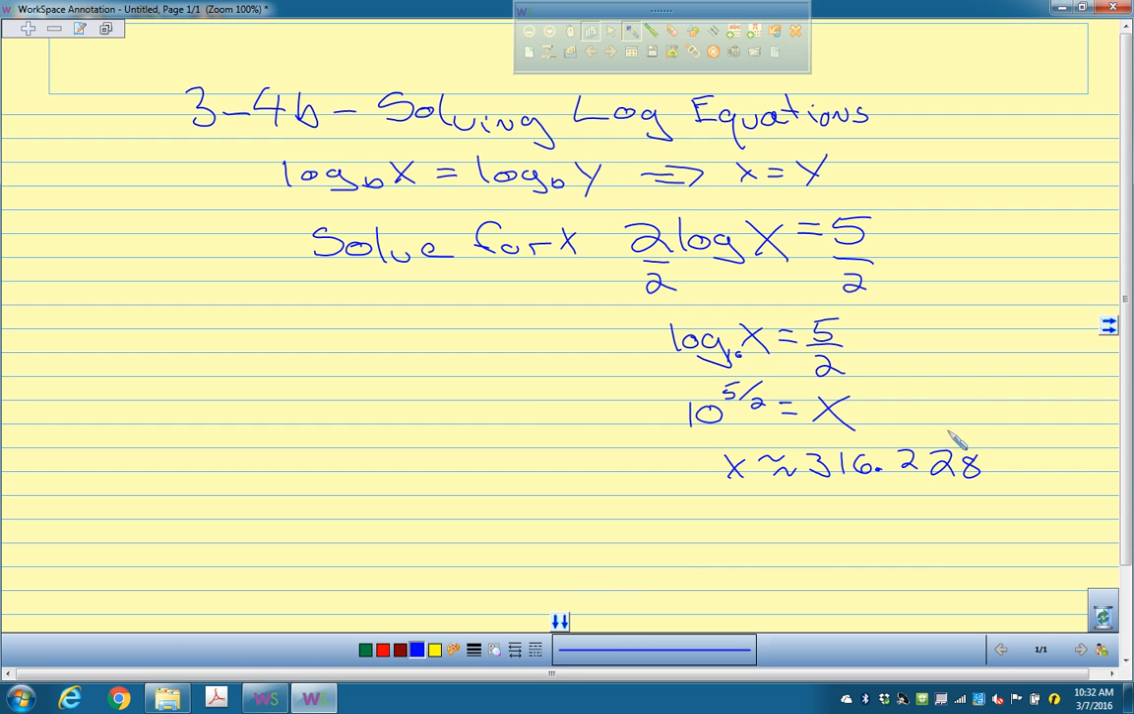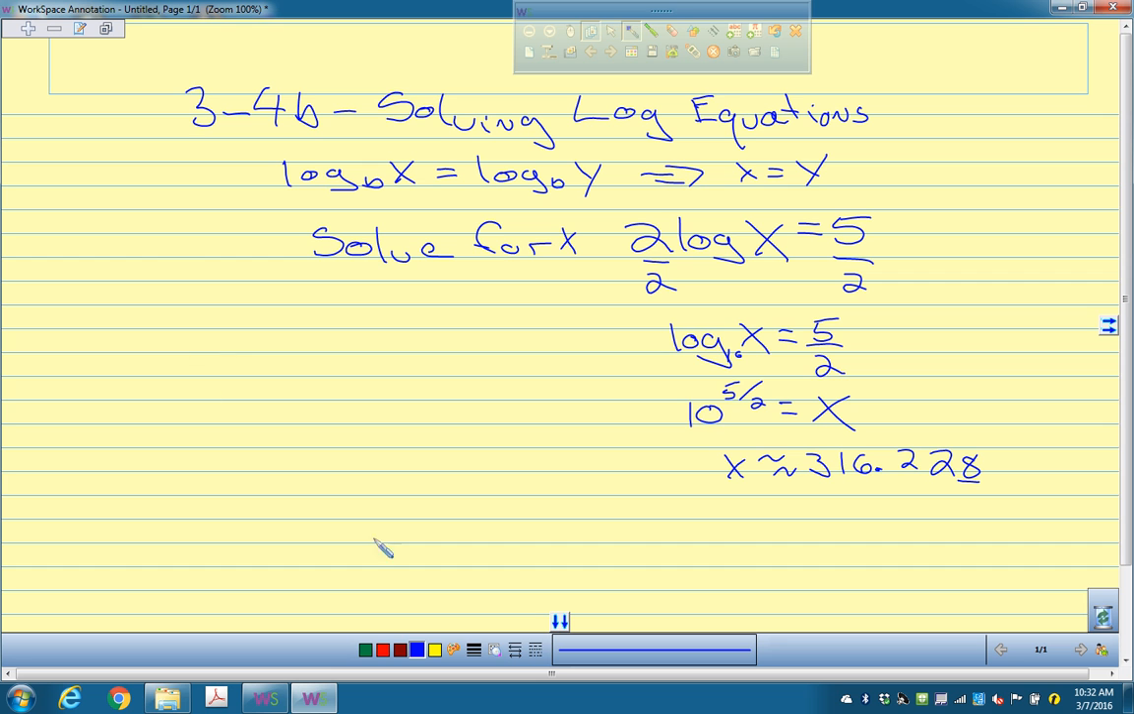It's best to take most of these answers to 3 decimal places. Get used to that. That's kind of what they do on AP tests and stuff like that. So 3 digits is good. Easy enough? We're not quite done. This one's pretty easy too.